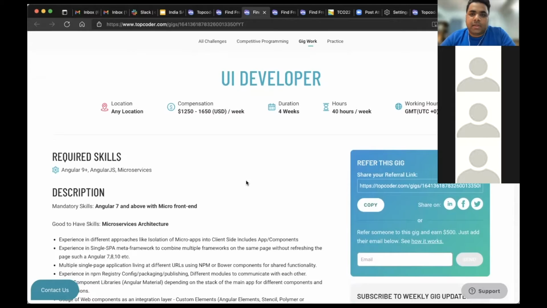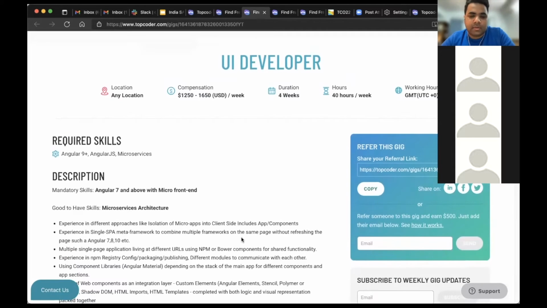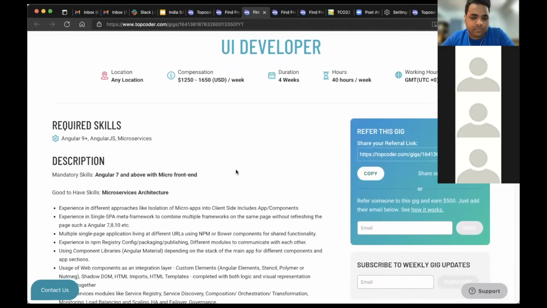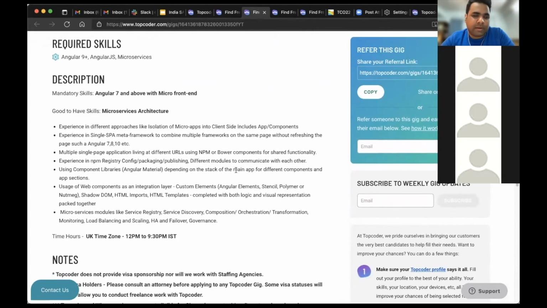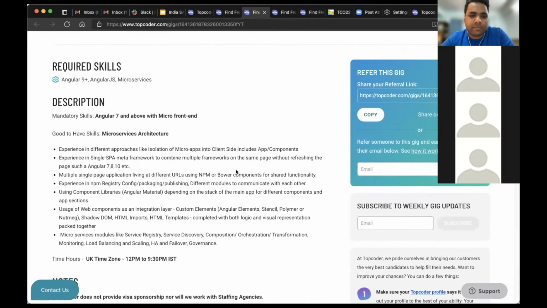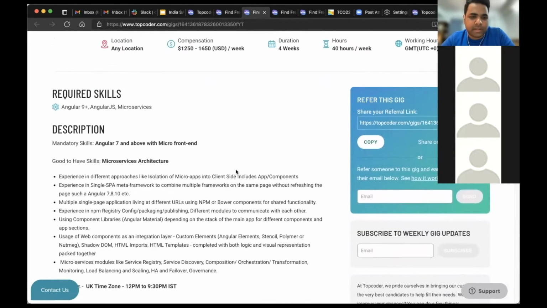Okay, and finally, not finally, I think we have a few more. Moving on to an any-location gig, you can be from anywhere across the world. Apart from a few countries, I think a couple of countries are banned for some reason because of US government policies, but for most countries you can apply.